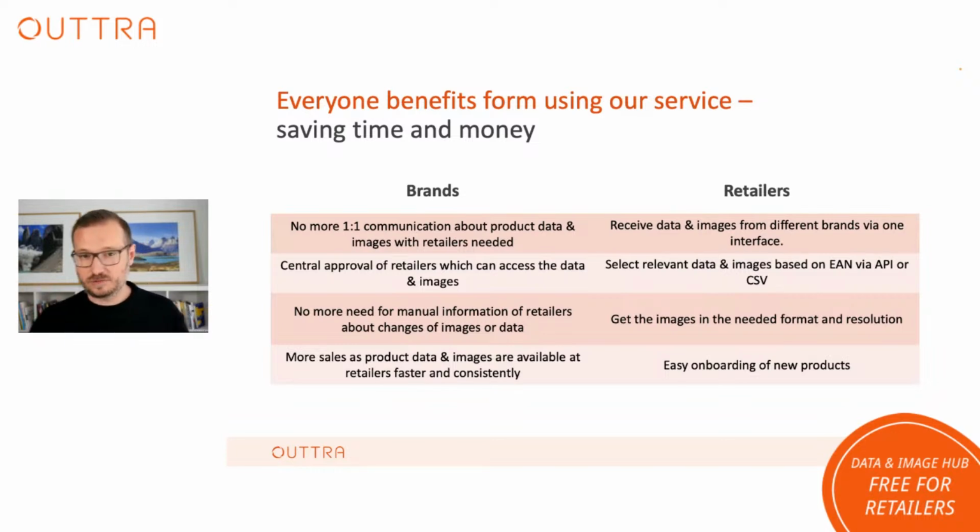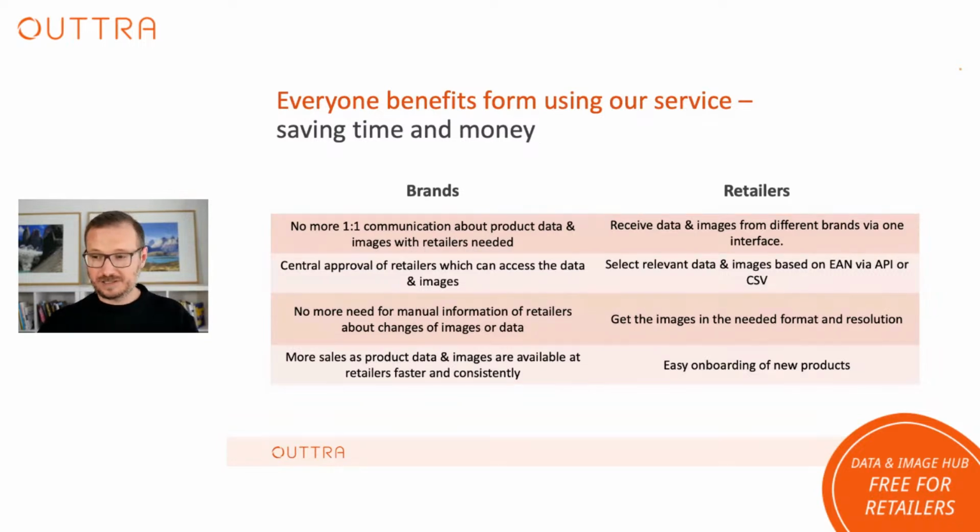Retailers, on the other side, receive the data and images from different brands via one interface, so they don't have to log into 200 different B2B portals to get the data. It's really fast at one place. They can select the relevant data and images based on EAN via API or CSV download. They also get the images in needed format and resolution, and it's an easy onboarding for the products.